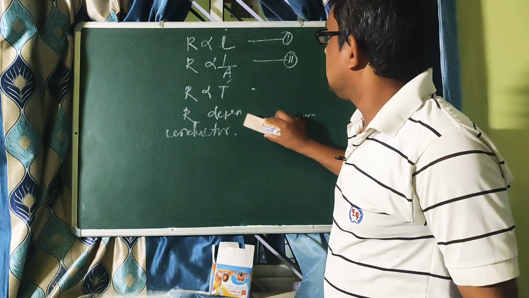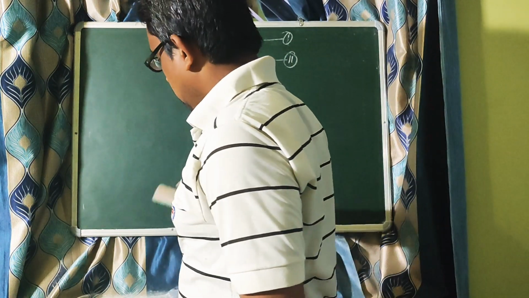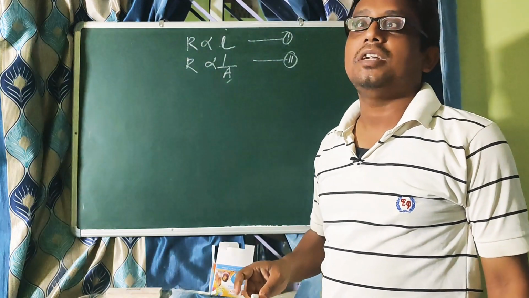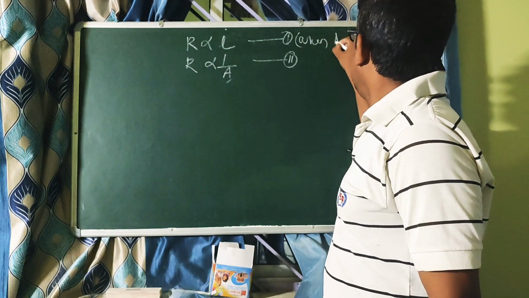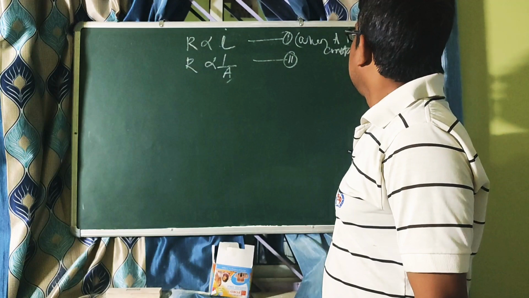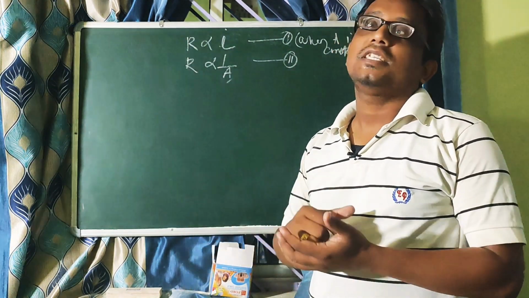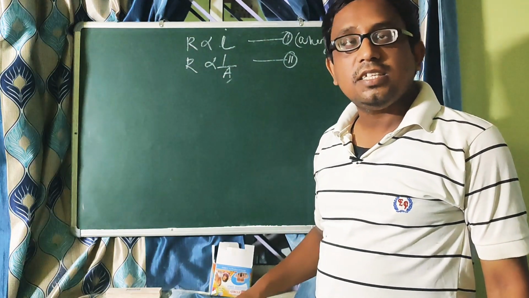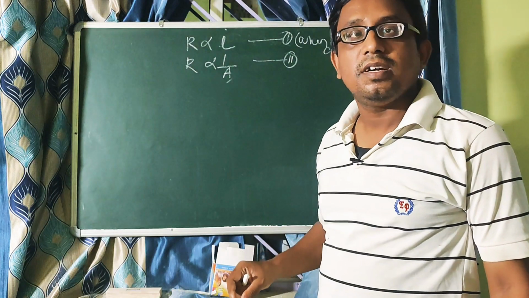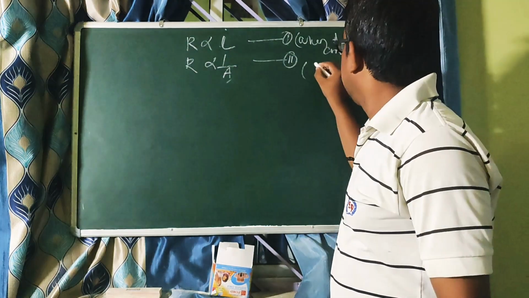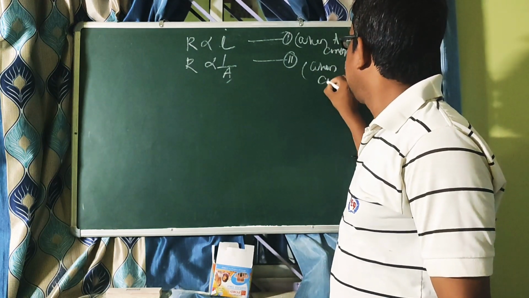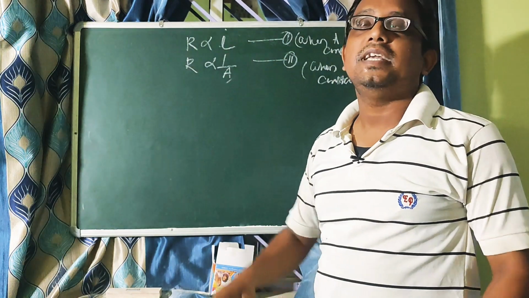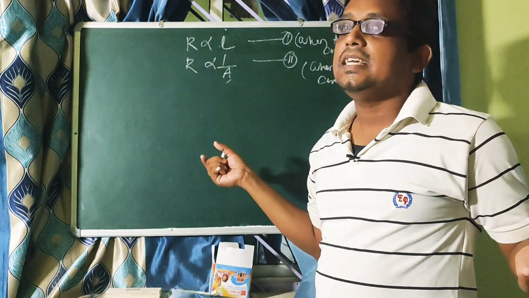Now look at these two equations, number 1 equation and number 2 equation. Equation number 1 is R is directly proportional to L. So when is R directly proportional to L? When A is constant. That means if we keep the area of cross section or thickness constant and increase the length of the conductor, in that case resistance of the conductor will be directly proportional to the length of conductor. And here if we keep the length constant, R is inversely proportional to 1 by A. That means when area increases, resistance decreases, area decreases, resistance increases.